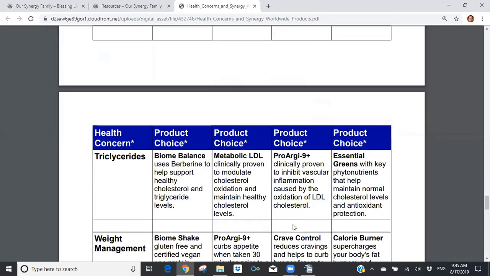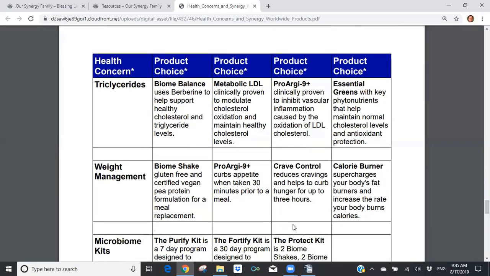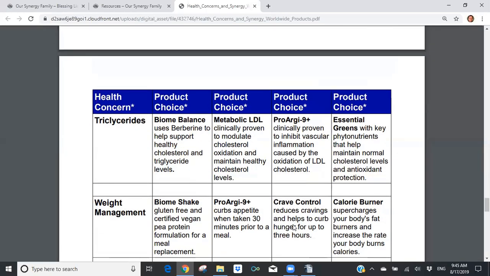Now, triglycerides, the Biome Balance because of the berberine, then Metabolic LDL, Protein Plus, Essential Greens. And when we come to weight management, I would recommend that from a weight management standpoint, you replace a meal with the Biome shake.